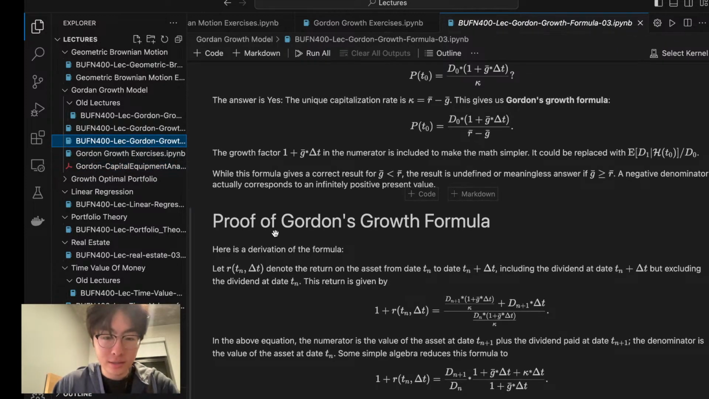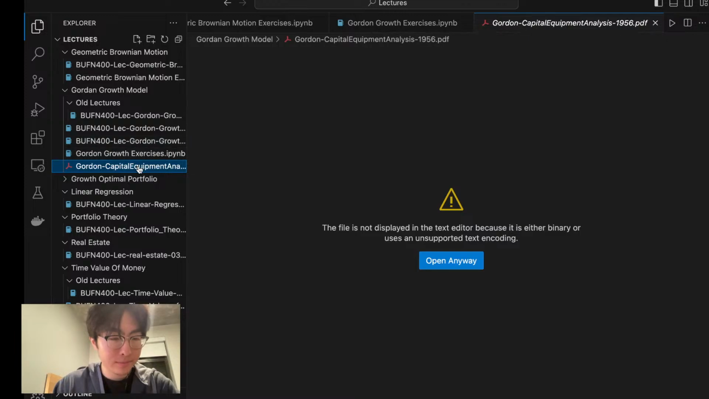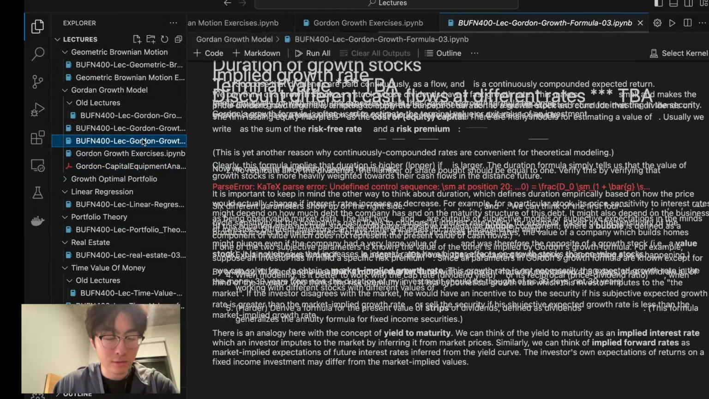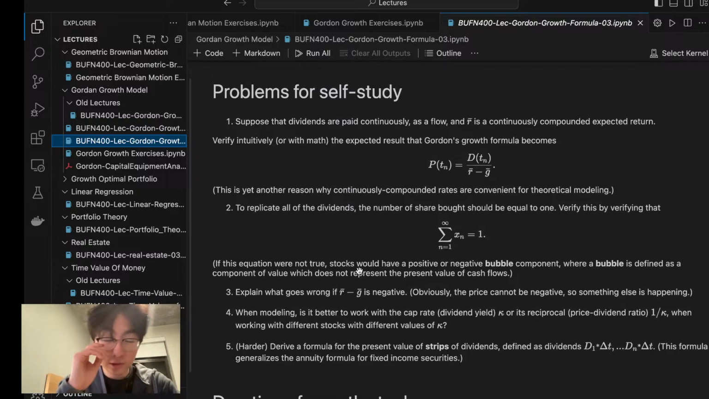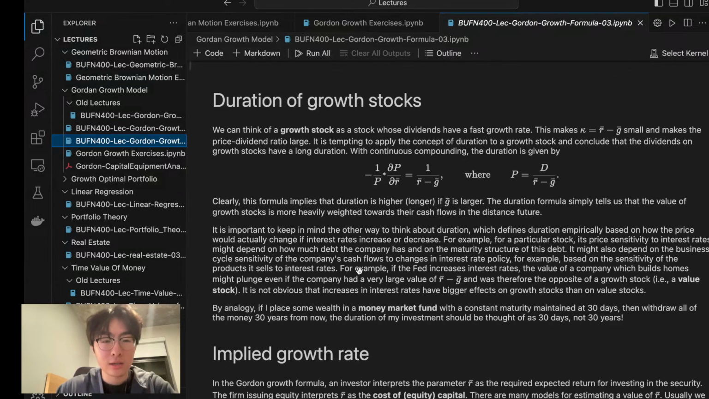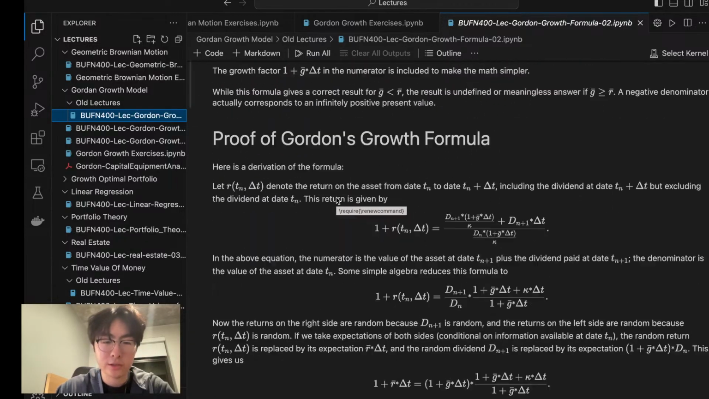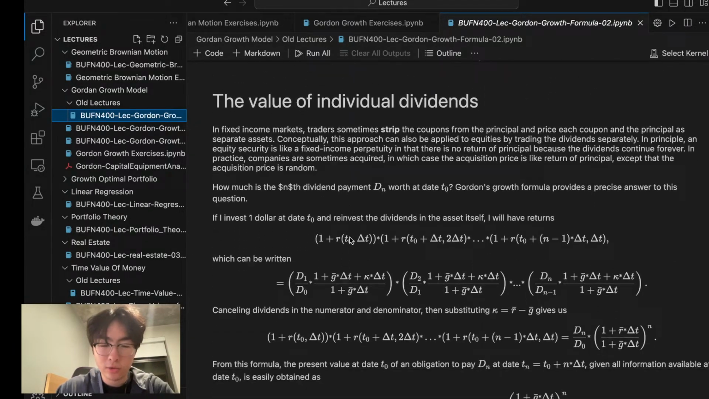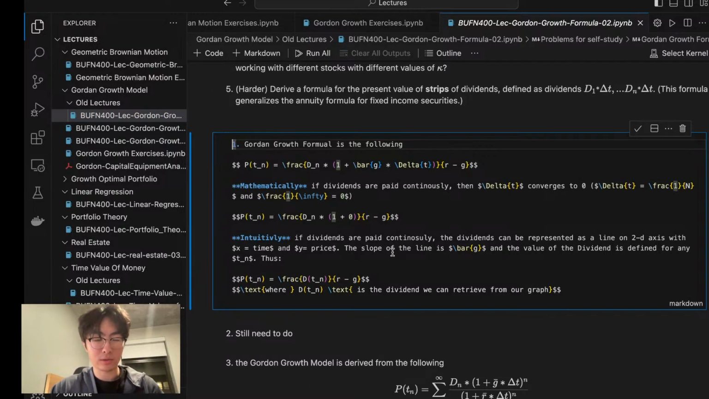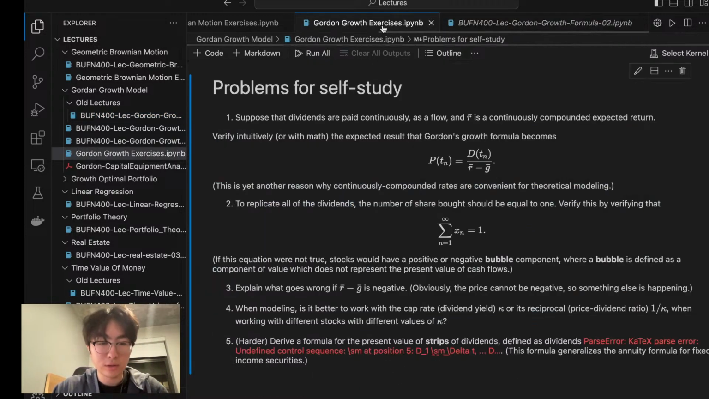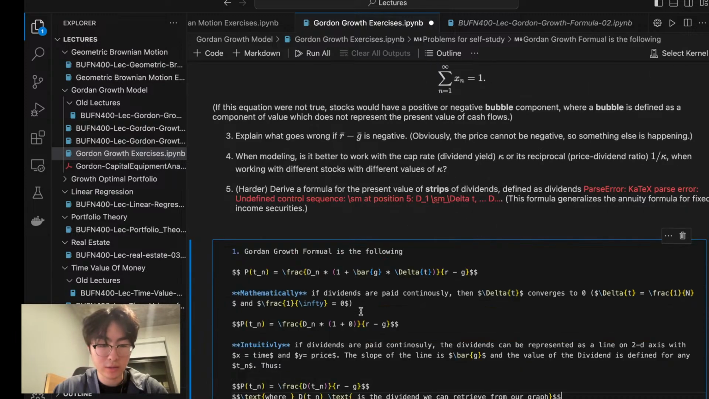Capital equipment analysis. Oh, okay, so I actually have the... I think this is the actual research paper in which... I forgot his name. Ends in Gordon, that's for sure. Some Gordon professor... Henry Gordon, maybe? Not 100% sure. He was the one that ended up writing the paper about the Gordon growth formula. Okay, so now we have... Let's do markdown.